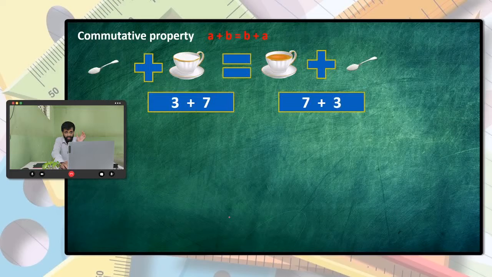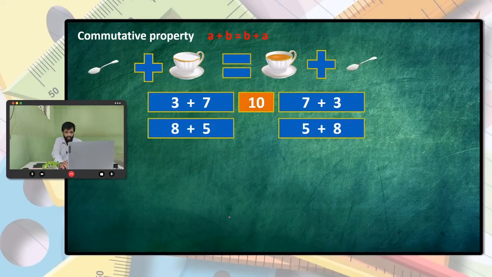So I have 3, which is an integer, 7 again an integer. I'm going to add them and check the answer. In the second case, I'm going to add the 7, which is first, and 3 later on. Whether you eat like this or you eat like this, food is gone in your stomach, right? So similar way of looking at this. So the answer is 10, which is an integer. Let us take another example. 8 plus 5 or 5 plus 8. When I do, I get the answer as 13.